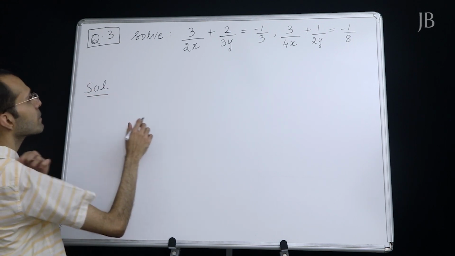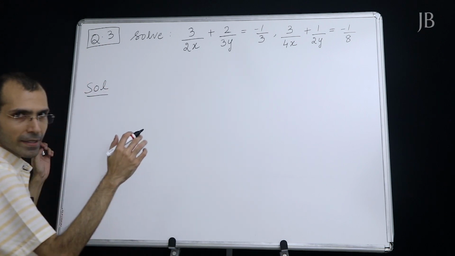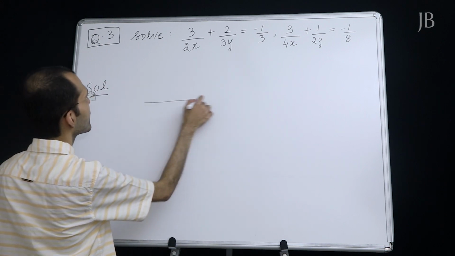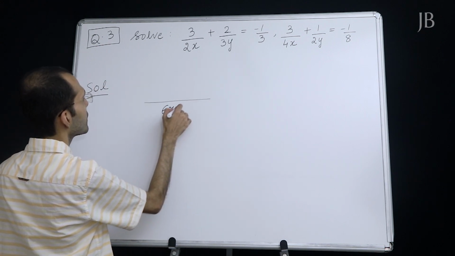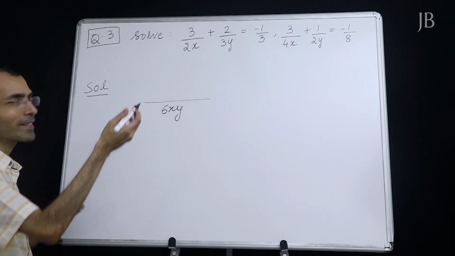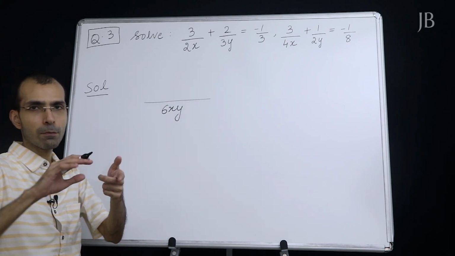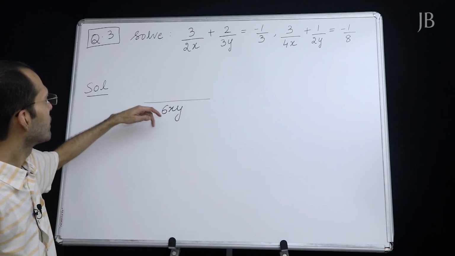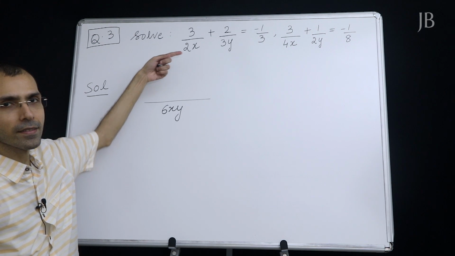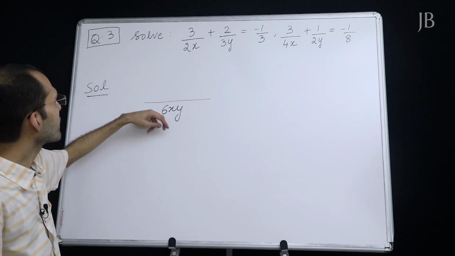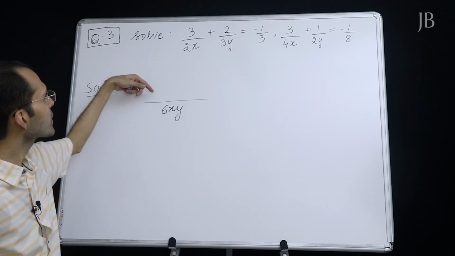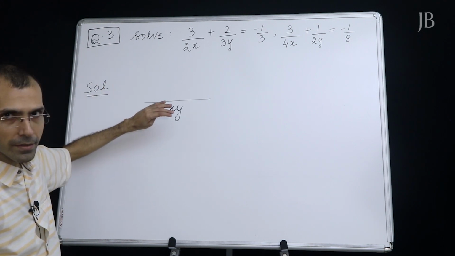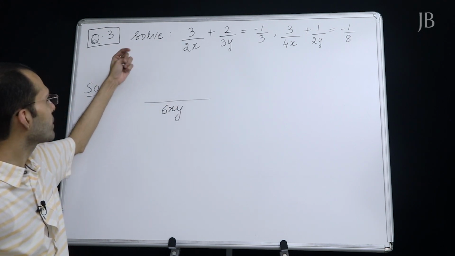So what we will do is we will consider this first equation. I will take the LCM. LCM will be how much? 6xy, isn't it? LCM of 2 and 3 is 6 and LCM of x and y is 6xy. 6xy divided by 2x. So that is how much? Correct? 6xy divided by 2x. So that will be 3y.